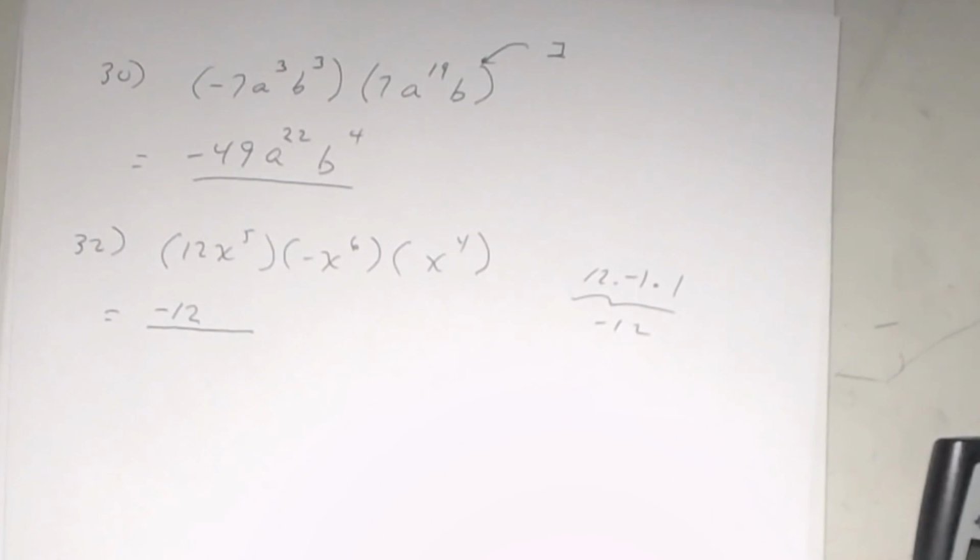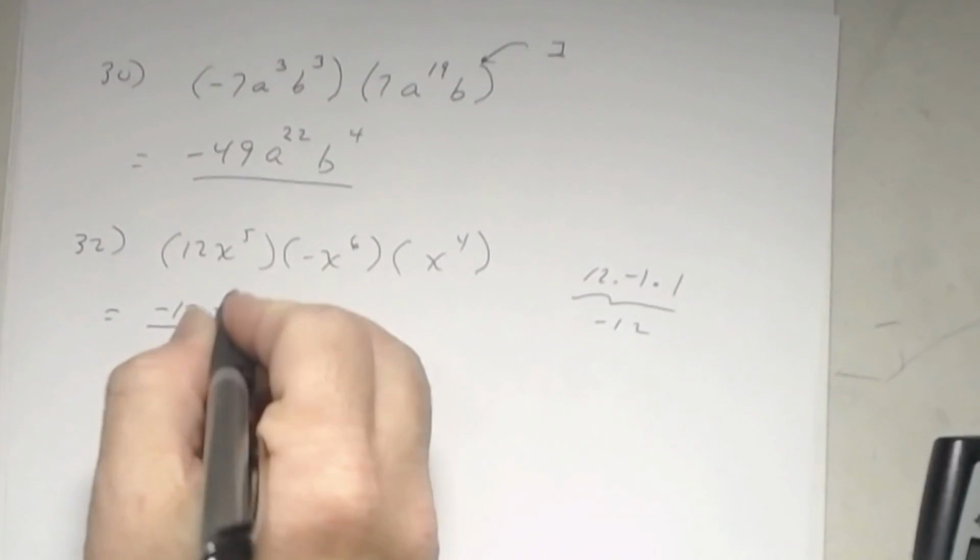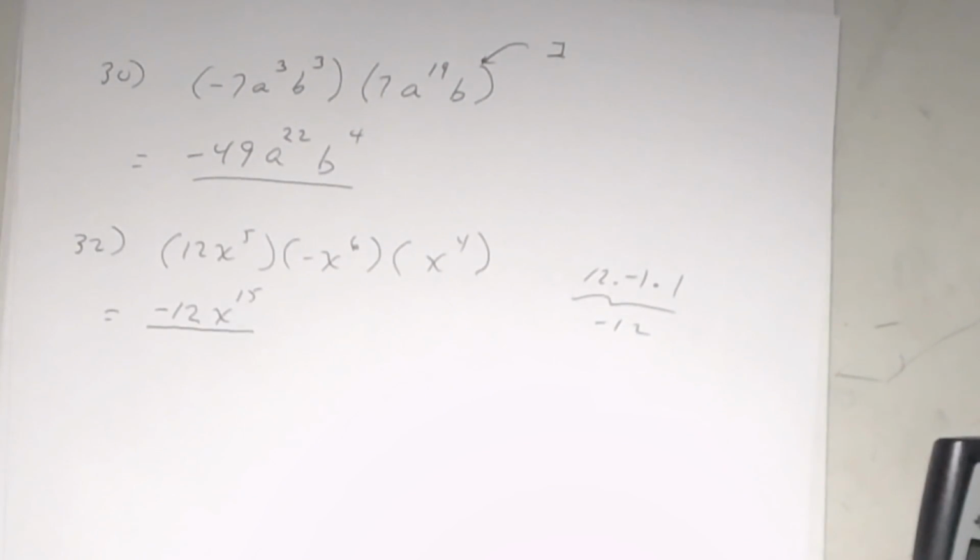All right, now take care of the x's. X to the fifth times x to the sixth times x to the fourth. X to the 15. Okay. So there's your answer. So the answer is negative 12, x to the 15. All right, so that's the product rule. That's called the product rule.